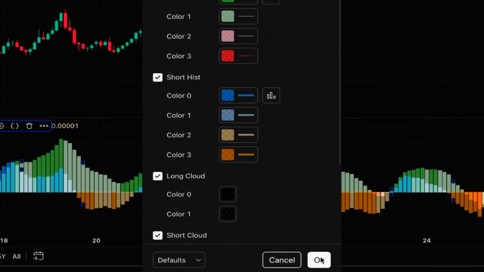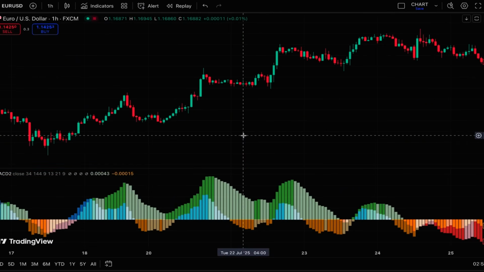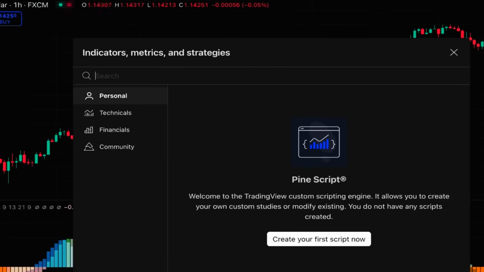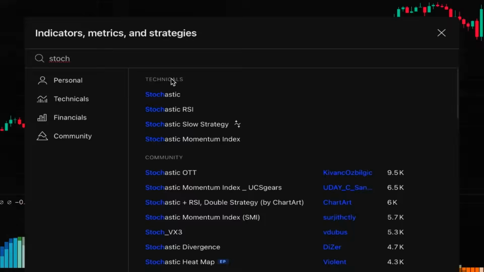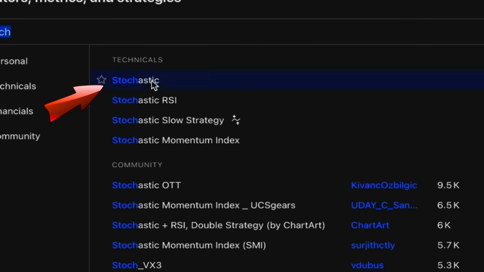Alright, we're done with the settings of the two MACDs, and now we need to add a stochastic oscillator. So here again, we click on indicators and we search stochastic oscillator. We add this one, stochastic, which is a built-in indicator on the TradingView platform.